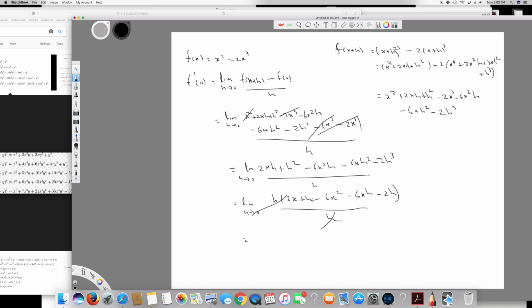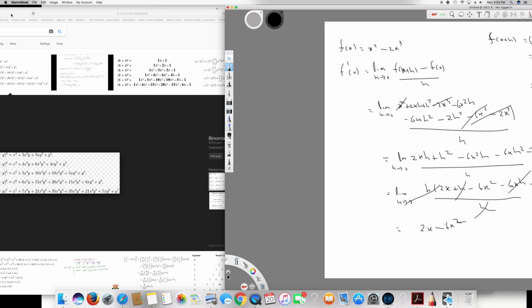So all the h will become 0. This one becomes 0, this one becomes 0, this one becomes 0. The remaining are 2x minus 6x squared. This is my final answer.